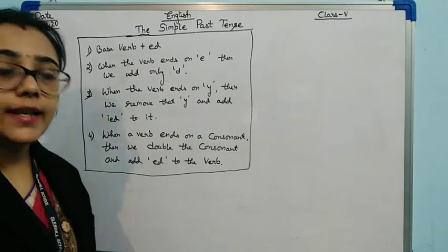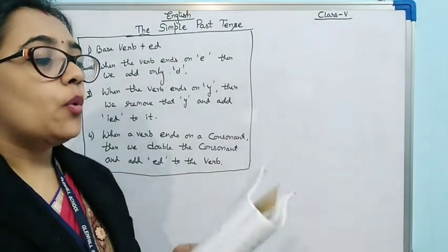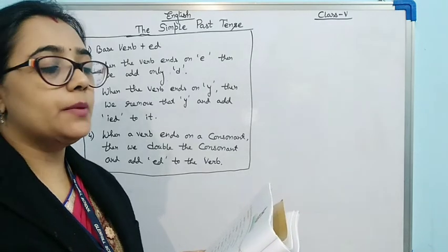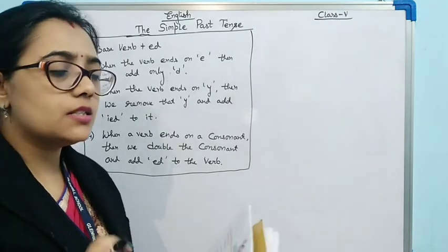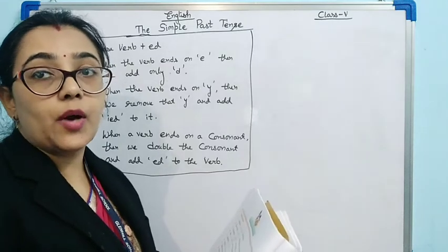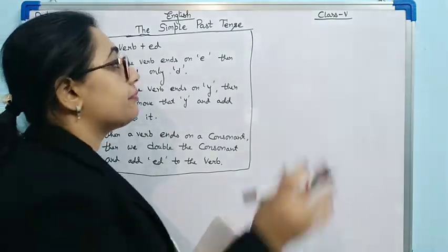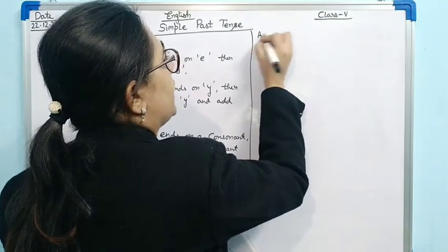Now let's solve the exercises. Fill in the blanks with the correct simple past form of the verbs given in the bracket. Just verbs are given there in the bracket and we have to make it simple past tense. Now let's start solving the exercises.